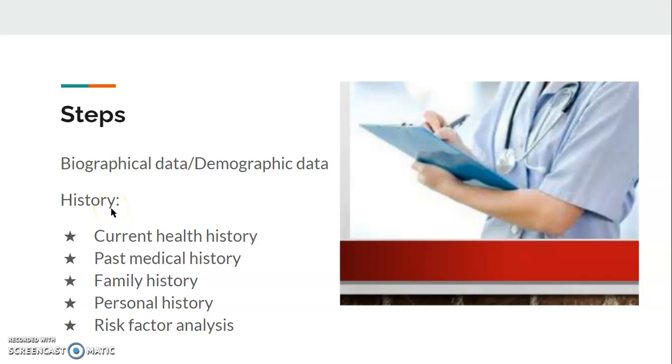When you collect history, you should focus on cardiac related problems like current health history. You will identify the common signs and symptoms of the patient with cardiac problems. Then past medical history, you should focus on any cardiac diseases like history of hypertension, hyperlipidemia, and whether he is on any medication. Along with past medical history, medication history is very essential. Family history, you should focus on the hereditary diseases which run in their family.